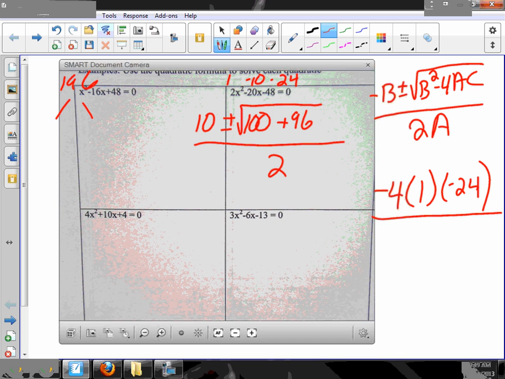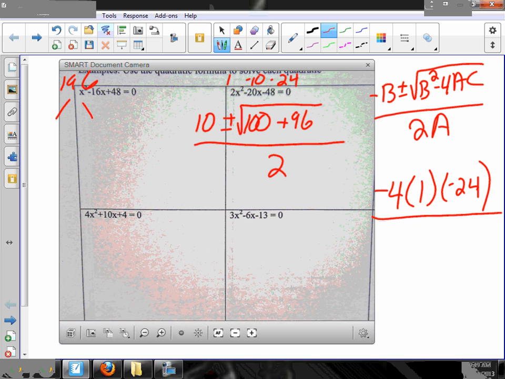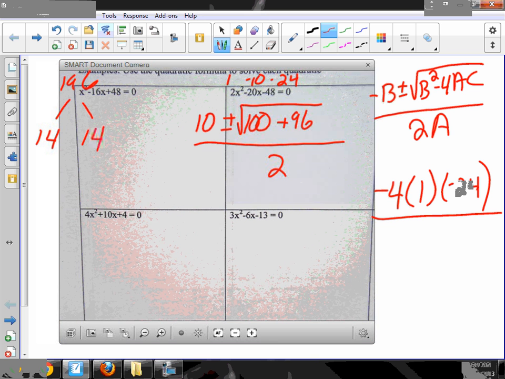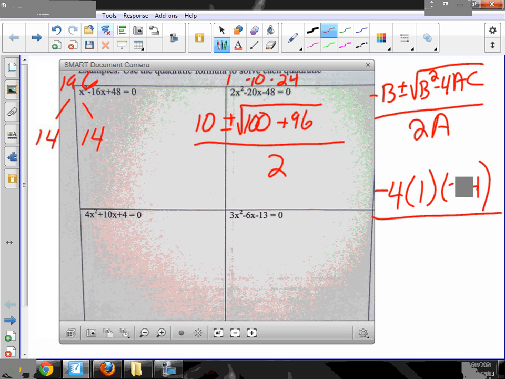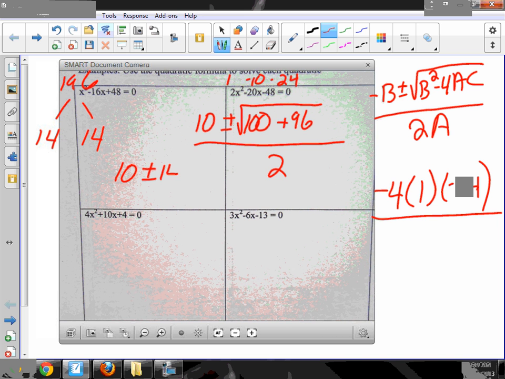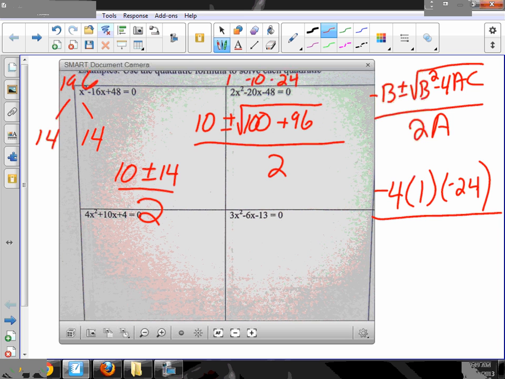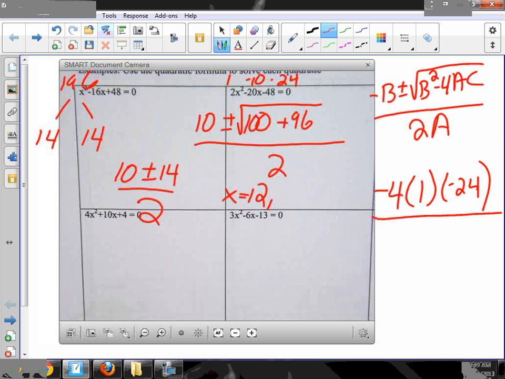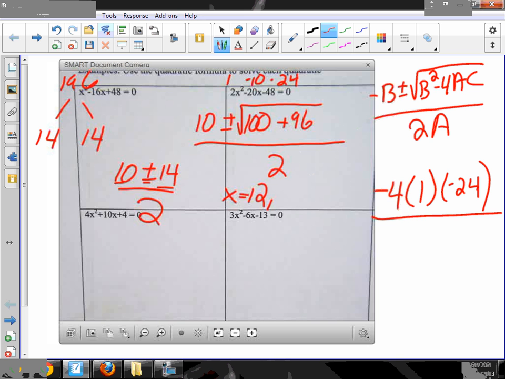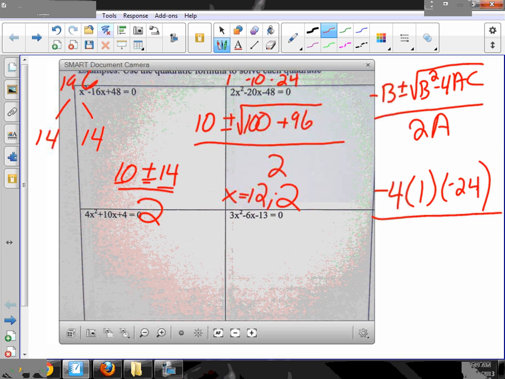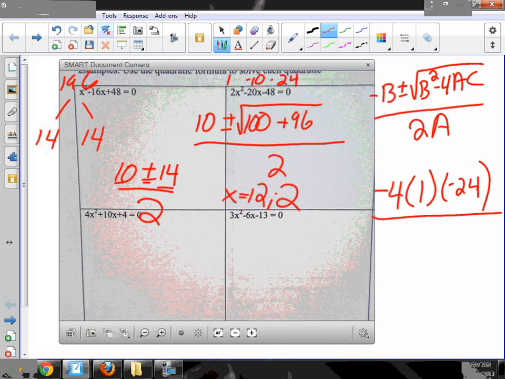What do we know goes into 196? 14? Well, what do you know? It's 14 squared. So that's nice. So 10 plus or minus 14 over 2. 10 plus 14 is 24 over 2. So the first root is 12. 10 minus 14 is negative 4 over 2 is negative 2. Could I have factored that one? Yeah, it would have factored. Okay.